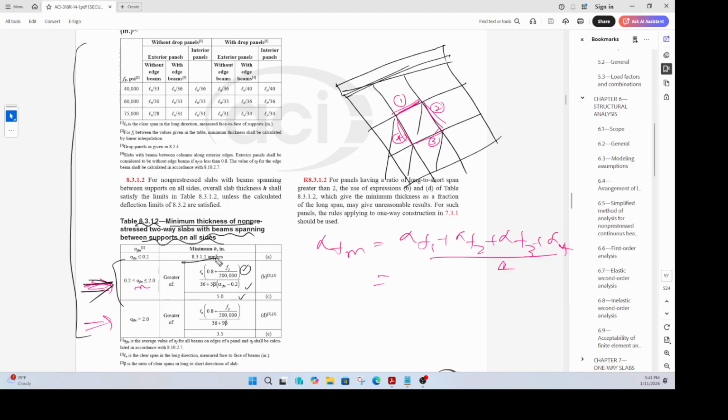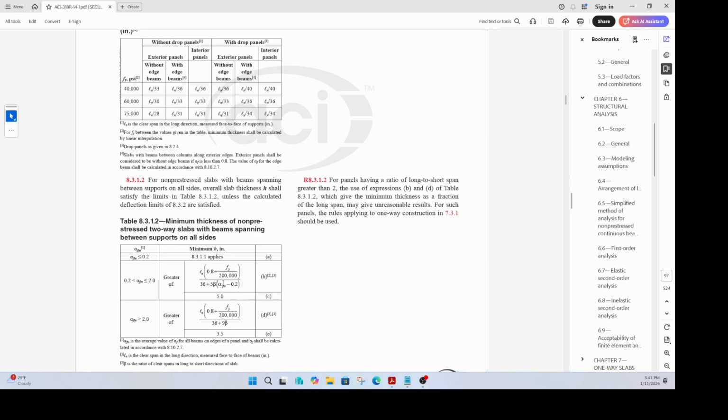And if you see this formula here, it also has the beta of the slab. That means the span ratio. Let's say this is L1, L2 of that panel. You find out your beta as the clear span, long to the short. Let's say L1 is longer than L2, then your beta is L1 by L2. Okay, so you find your beta value there.